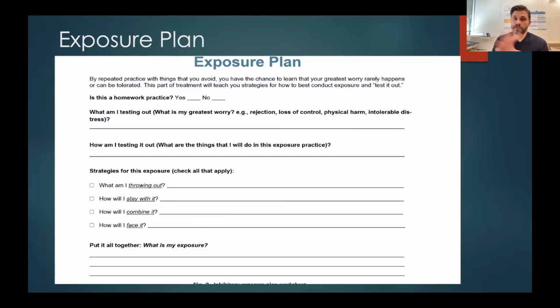It might be really, and I'll show you some exposure examples in a second, paying attention to the notion or the thoughts of the ideas about all these scary things that could happen in this moment. And we want people to really attend to that.